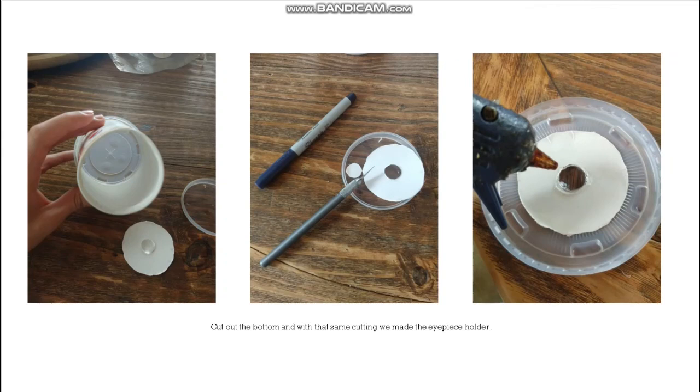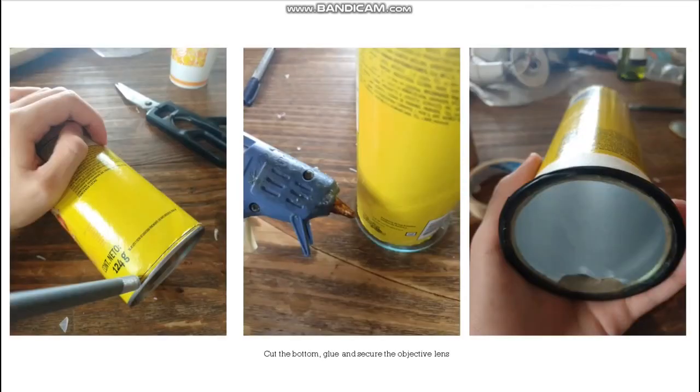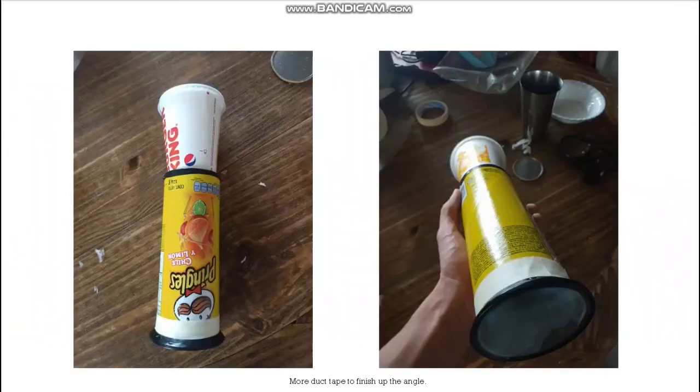For the first step, we cut at the bottom, and with the same cutting, we made the eyepiece holder. We just pierce the hole inside the bottom, and then just glue it. It fits really well. For the second step, we cut at the bottom of the Pringles can, and then we glued the objective lens to the Pringles can, and we secured it with duct tape so it doesn't fall out. Next, we just merge both pieces and add a little bit more duct tape so we cover the area that we just cut.